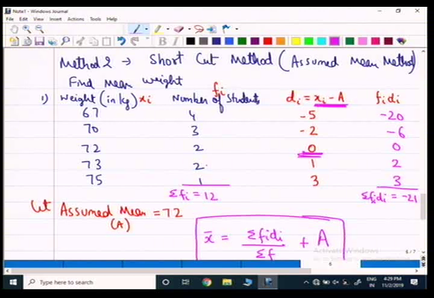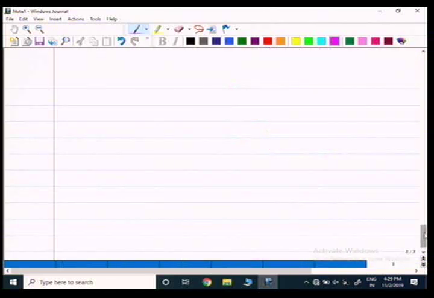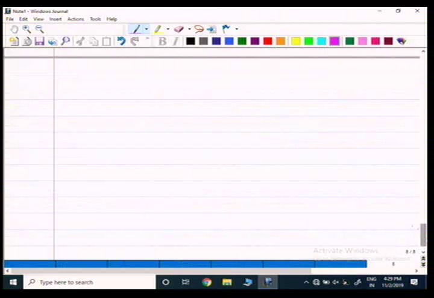So you can take any value, but it will be helpful if you take it from the given xi. You can practice by taking any other value, you will get the same answer, but you will see that the calculation becomes easy when you take the given xi value as the assumed mean. Getting it? Okay. So now I am giving one more question. Try this question by using this assumed mean method or step deviation method.